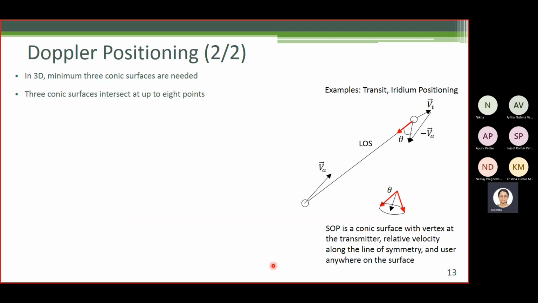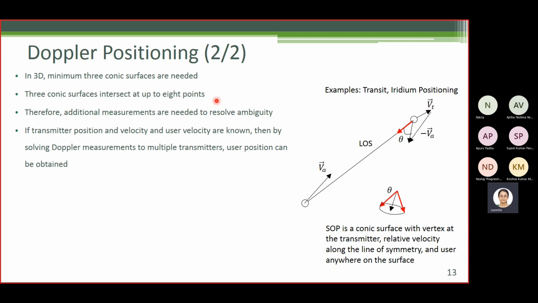But how many points of intersection do we get when we consider 3 conic surfaces? It can be shown that 3 conic surfaces intersect at up to 2 points. So minimum 3 conic surfaces, 3 measurements, but since they intersect at up to 2 points, we need additional measurements to unambiguously determine the user position. Okay.